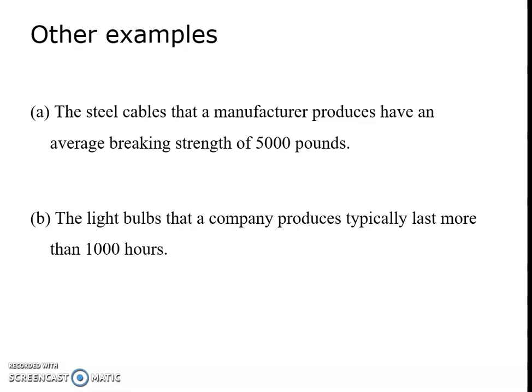Second example, the light bulbs that a company produces typically last more than 1,000 hours. Again, the population parameter is the average time that the light bulbs last. And we make a numerical claim about this population parameter, which is 1,000 hours. So it's a hypothesis. And the hypothesized population mean is 1,000 hours.